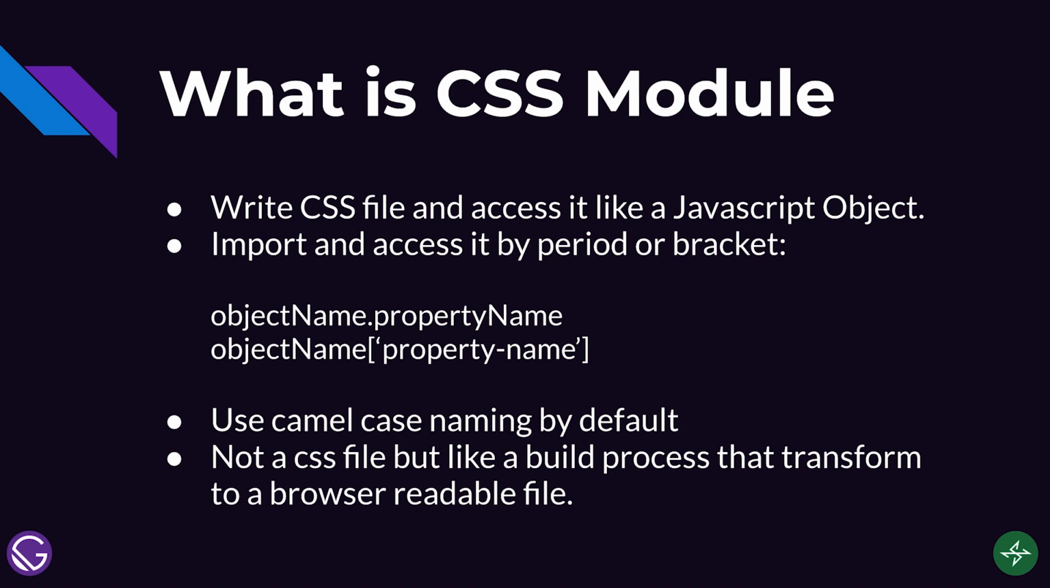For those who don't know what CSS module is, the simplest way I can describe it is you write CSS code and you access it like a JavaScript object. Say for example, object name dot property name, or object name and then property name.